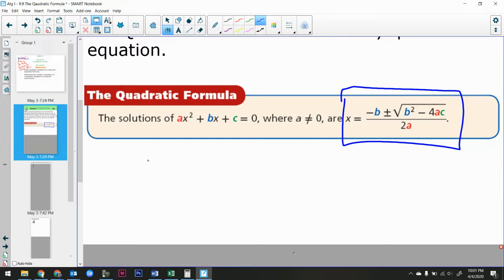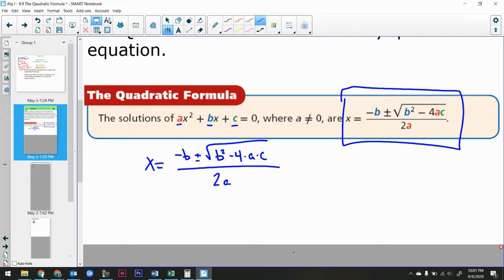X is equal to negative b. Now, where are we getting a, b, and c? We're getting a, b, and c from our standard form of a quadratic. The opposite of b plus or minus the square root of b squared minus 4 times a times c. Those are times symbols. All divided by 2 times my a value.